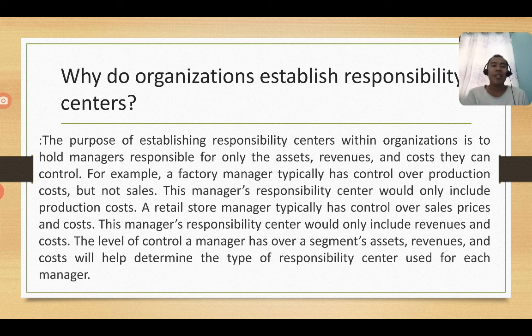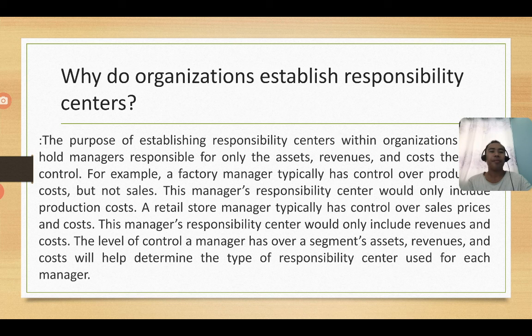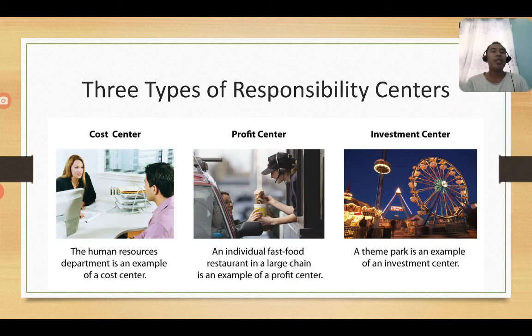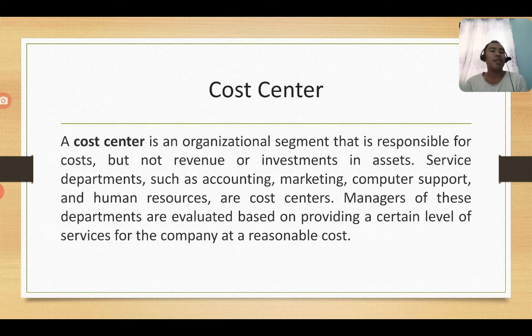So that's the determination of the type of responsibility centers, depending on the scope of the manager's decision making. Okay, so these are the three types of responsibility centers. We have the cost center, profit center, and investment center. So what is a cost center? A cost center is an organizational segment that is responsible for cost, but not revenue or investment in assets.